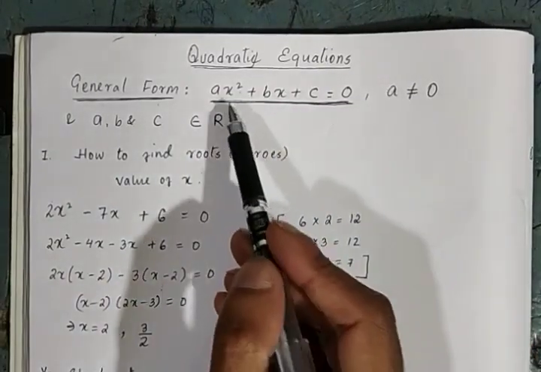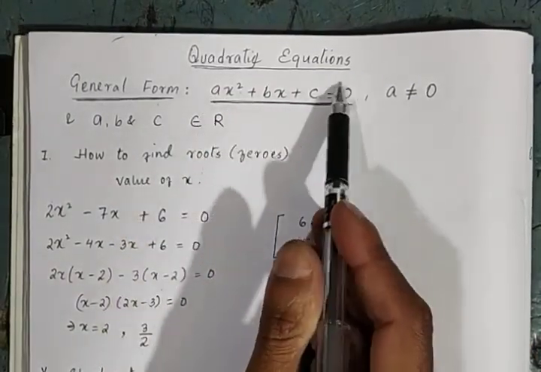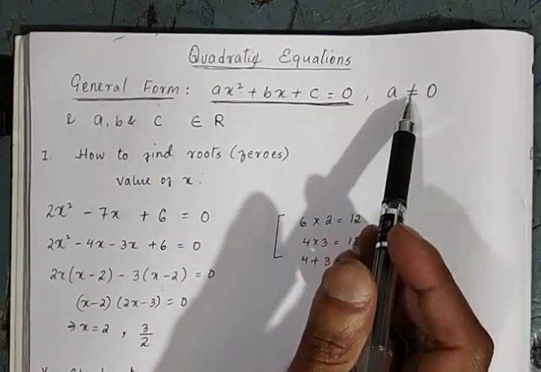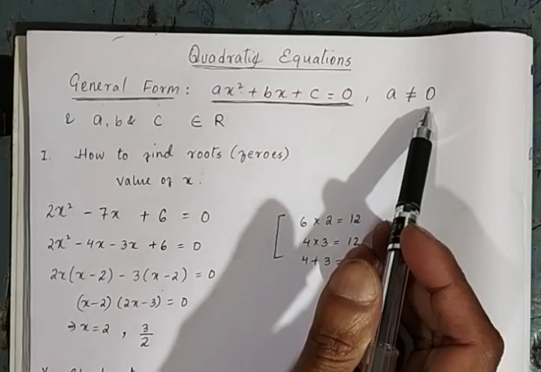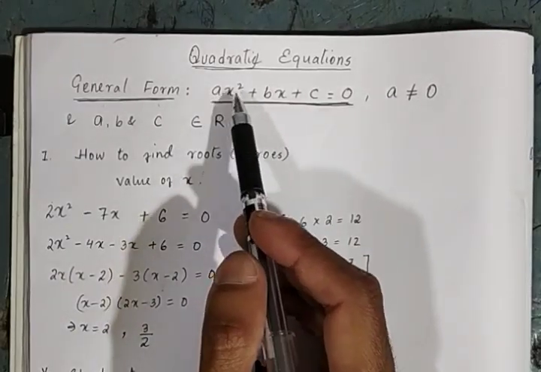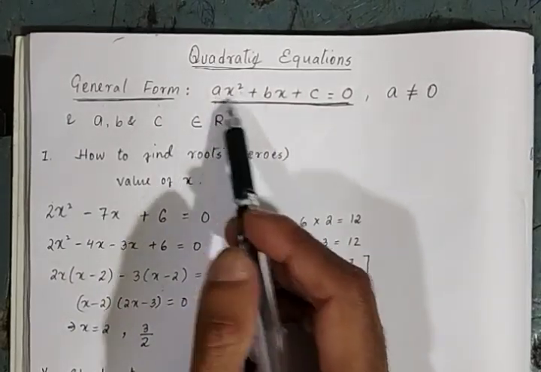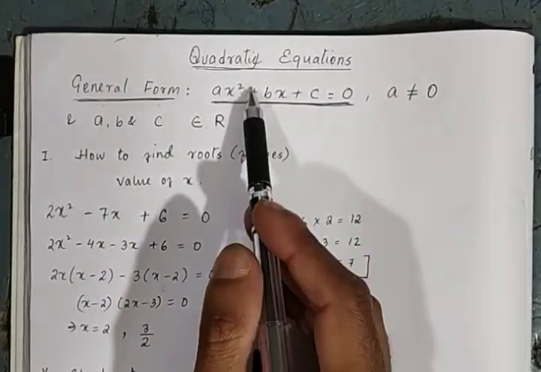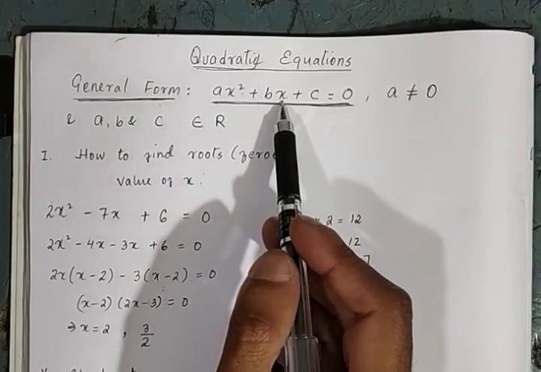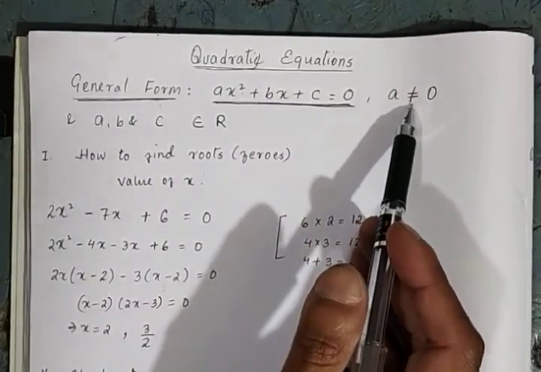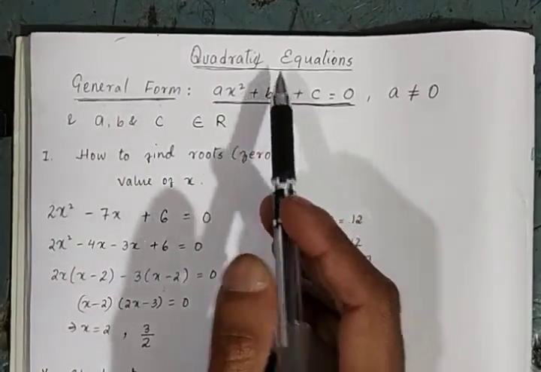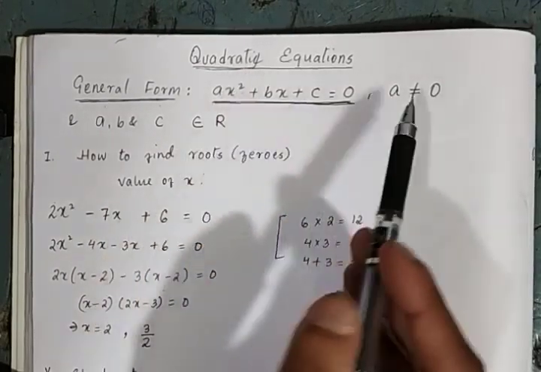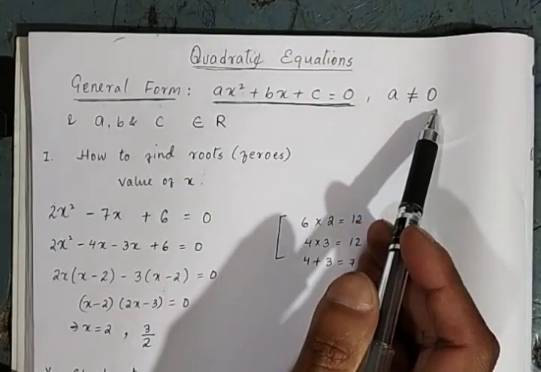Now, in this general form, this is how it is represented. So a cannot be equal to 0. If a is 0, a will multiply with x², and this will become 0. So the highest power left will be only 1. If the highest power is 1, it is not quadratic. It will become a linear equation. So that's why a cannot be equal to 0.